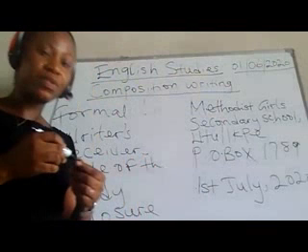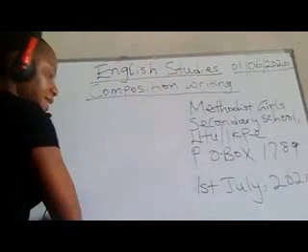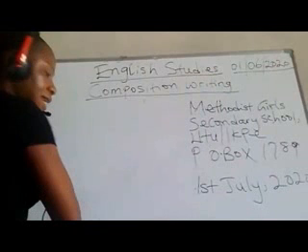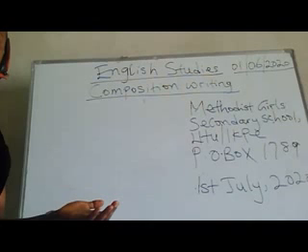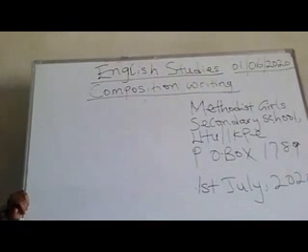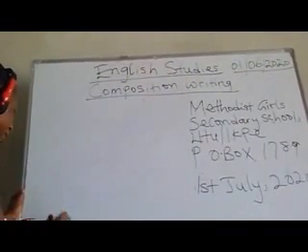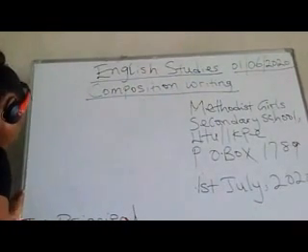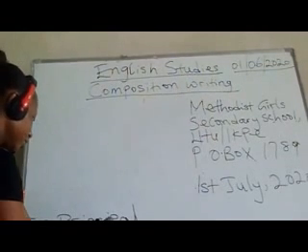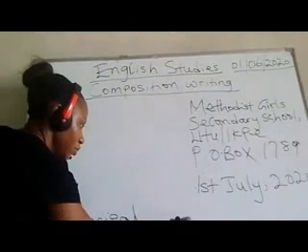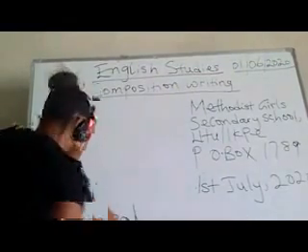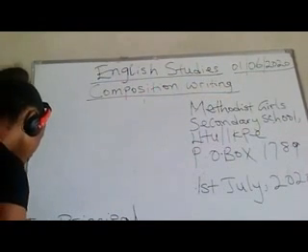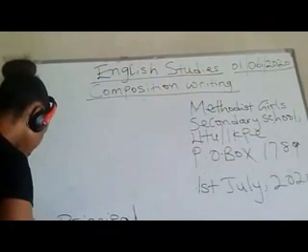Then you also have the receiver's address. Remember that your receiver, this is a formal letter, is holding an office. So you address him by the office he is holding. If, for example, he's the principal of your school, let's use the principal. Immediately after your address on the right-hand side of the paper comes your receiver's address on the left-hand side below your own address. Now you have the principal, Methodist Girls Secondary School.